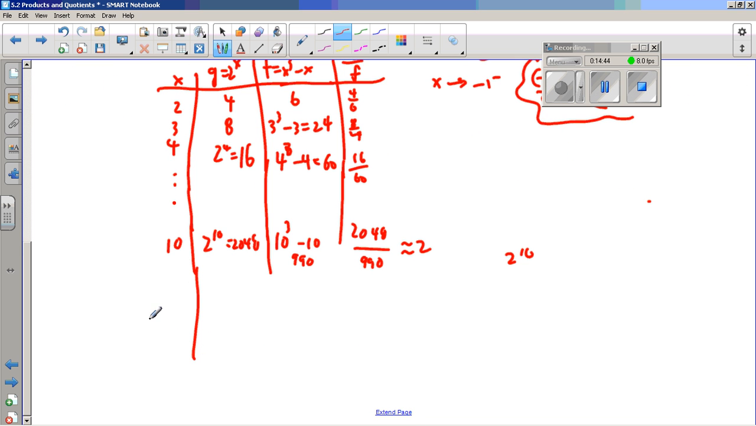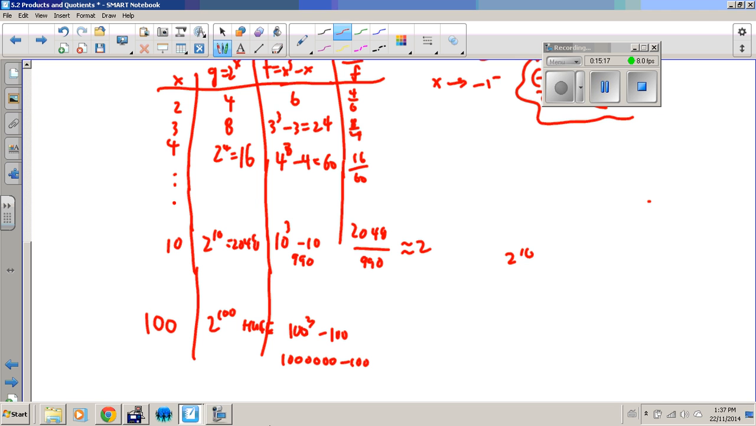And in fact, as I get bigger, this exponential function ends up being huge. 2 to the exponent 100 is a huge number. 100 cubed? Yeah, pretty big. Well, what is that? There's 100, 100 squared, 100 cubed is a million, subtract 100. It's pretty big, just under a million, right? But this number, 2 to the exponent 100, is huge.